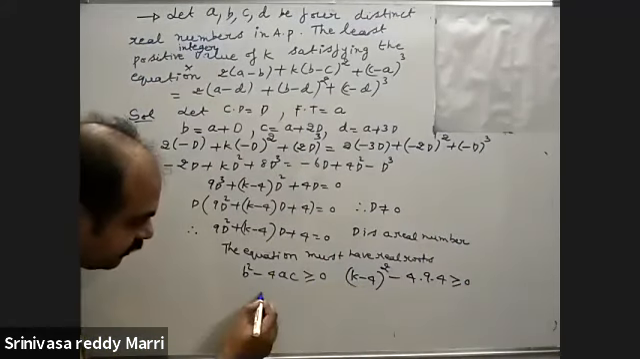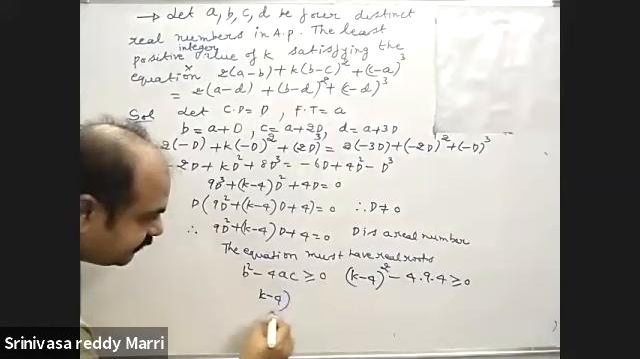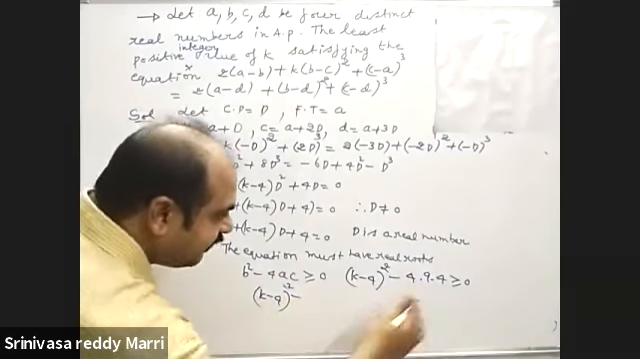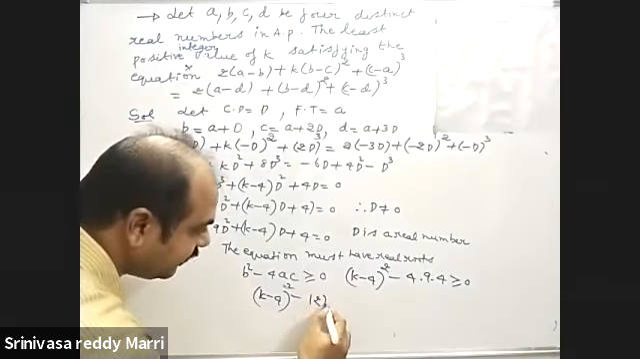Now look at this, it must be factorized. You got a quadratic inequality. So this is 144, you can write it as 12 whole square.